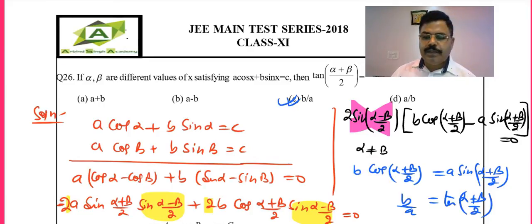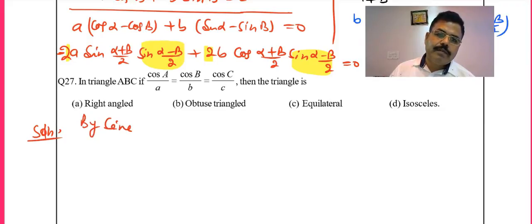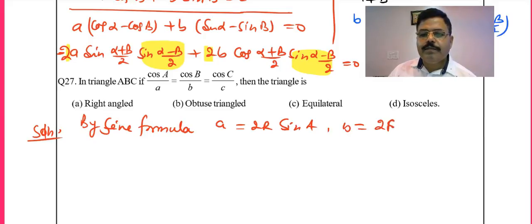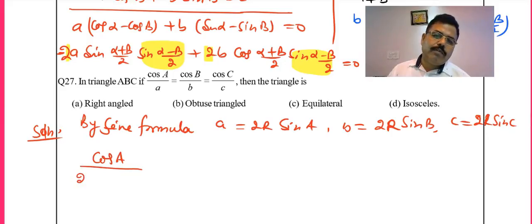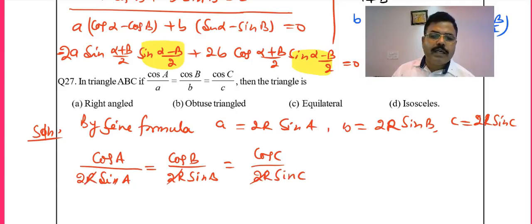So the next question is, now few questions are left and we got it. We know by the sine formula, the solution of this question would be concluded like this. By the sine formula, what is that? a is equal to 2R sine A, b is equal to 2R sine B, can I write like this? And c is equal to 2R sine C. So can I replace this a, b, c? So now cos A upon 2R sine A, cos B upon 2R sine B, and cos C upon 2R sine C. 2R cancels. Cos A by sine A.